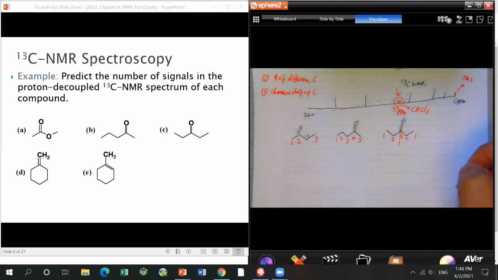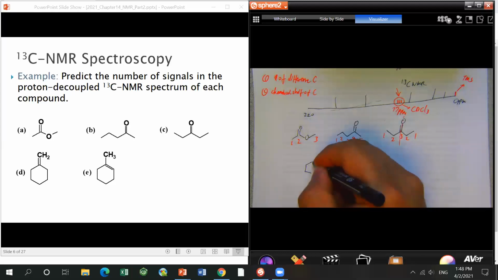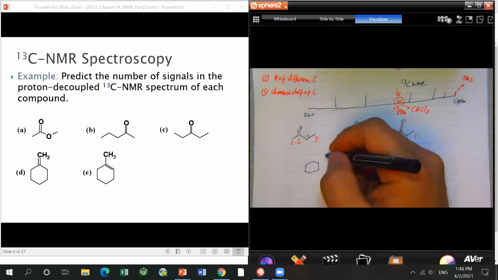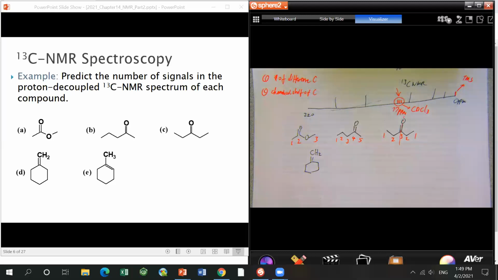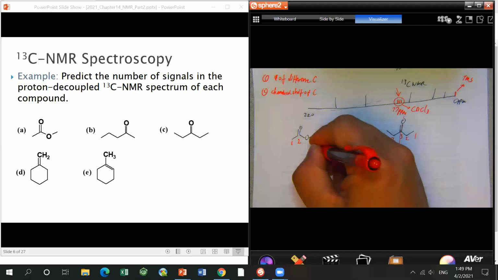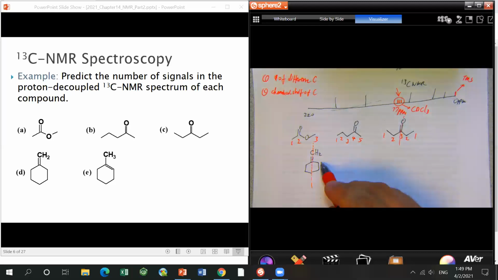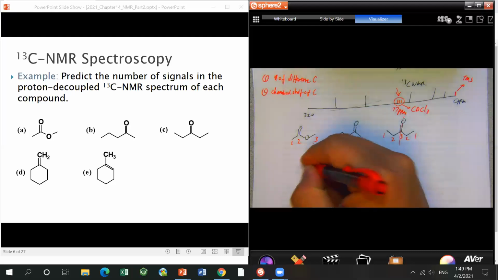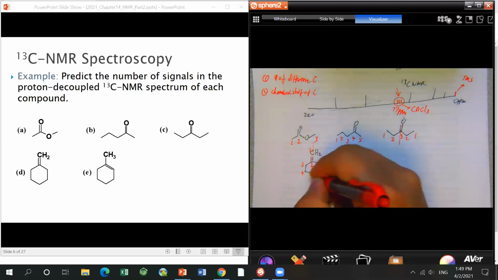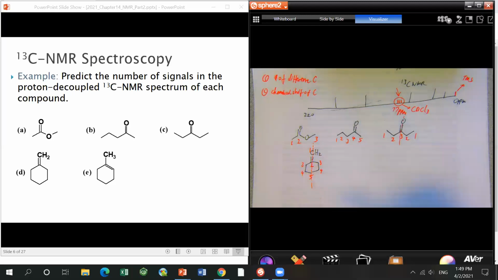Good. Right, and then how many signals should we see for D? Still type your answer in the chat window. How many carbon signals should we see for D? Right answer should be 5. So again, there's a symmetry plane cutting through this molecule. These 2 will be the same, these 2 will be the same. So that's 1, 2, 3, 3, 4, 4, and 5. So should be 5 signals in total.